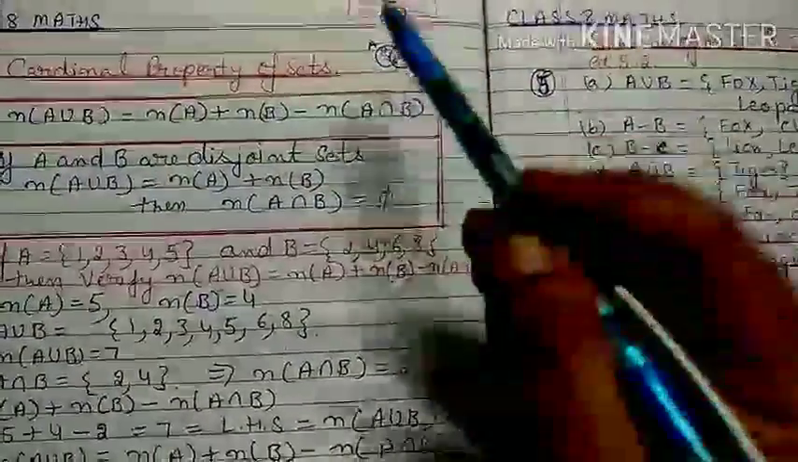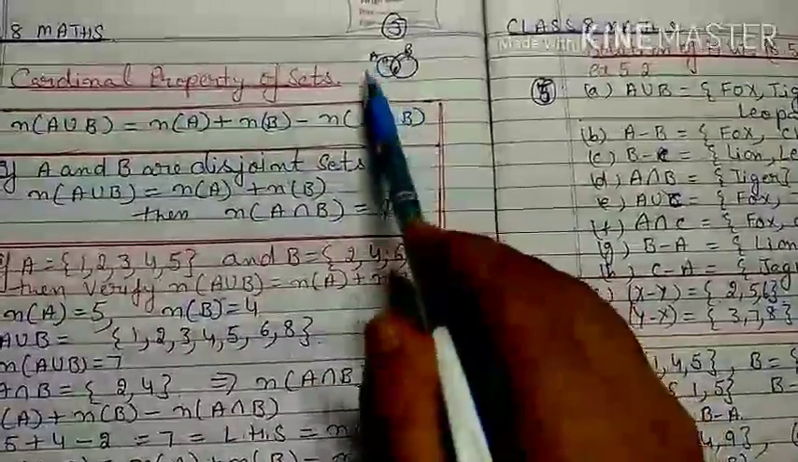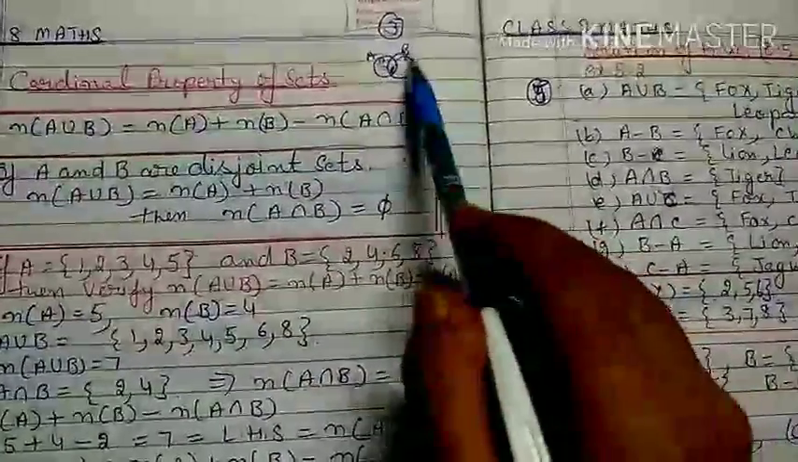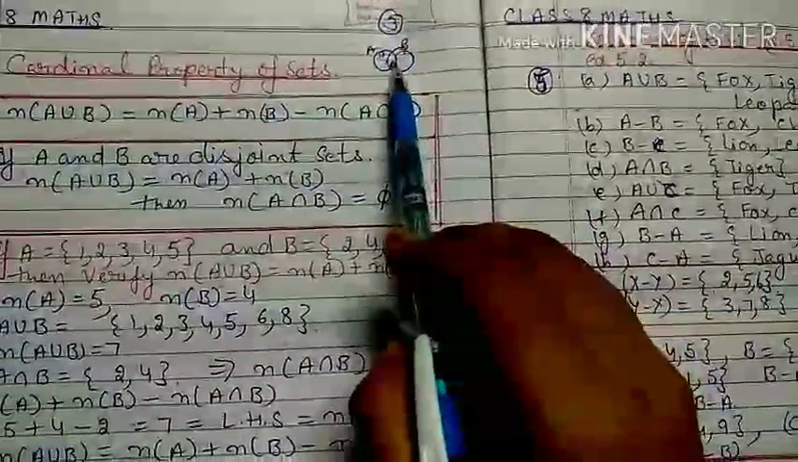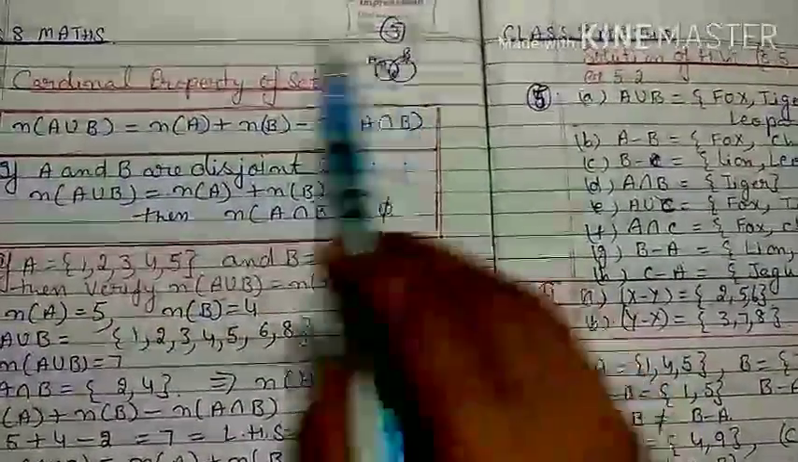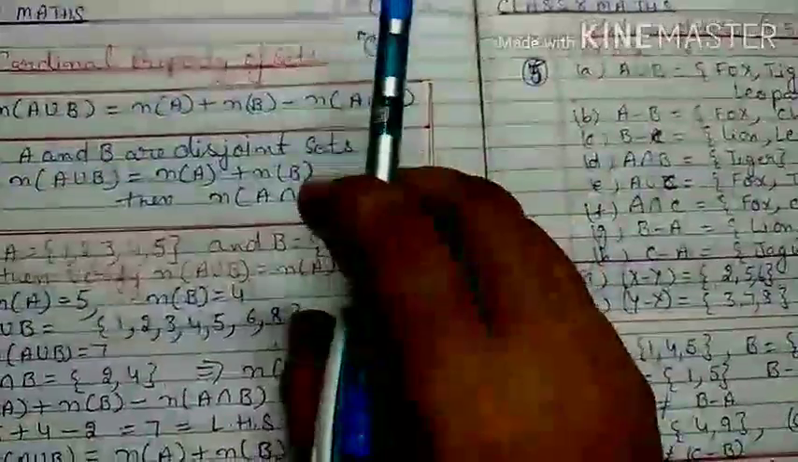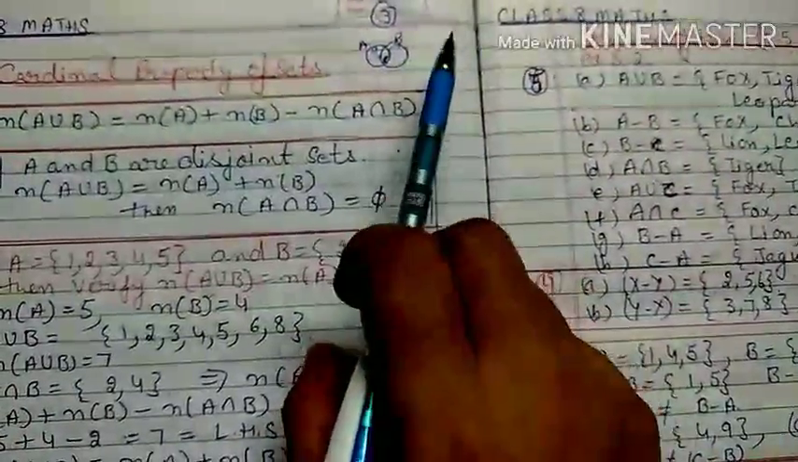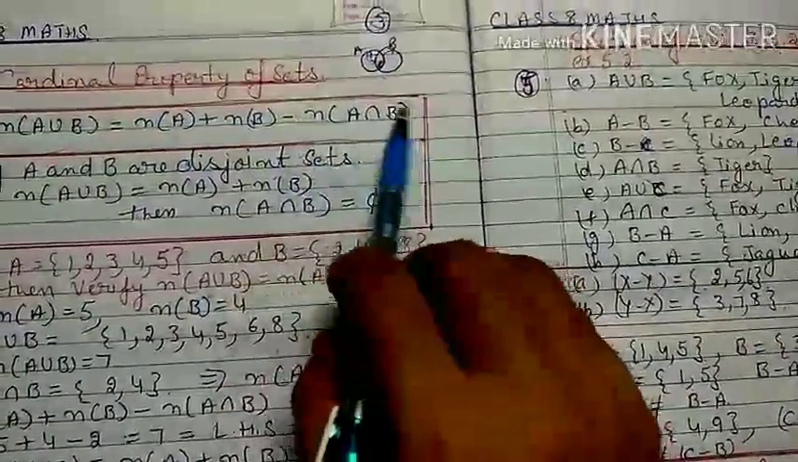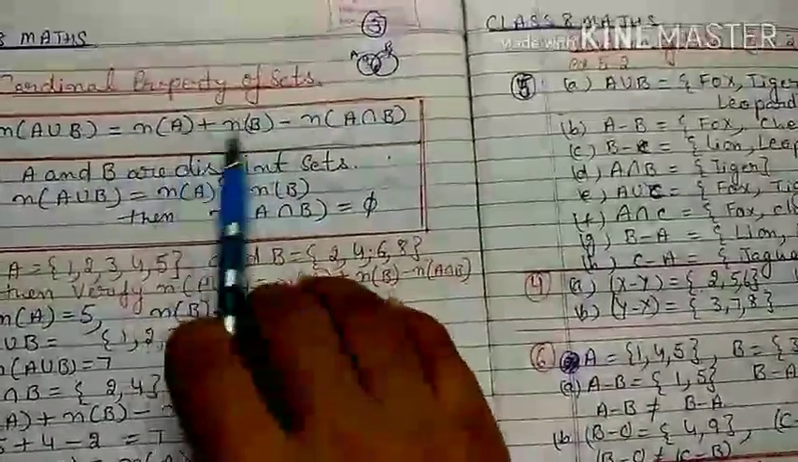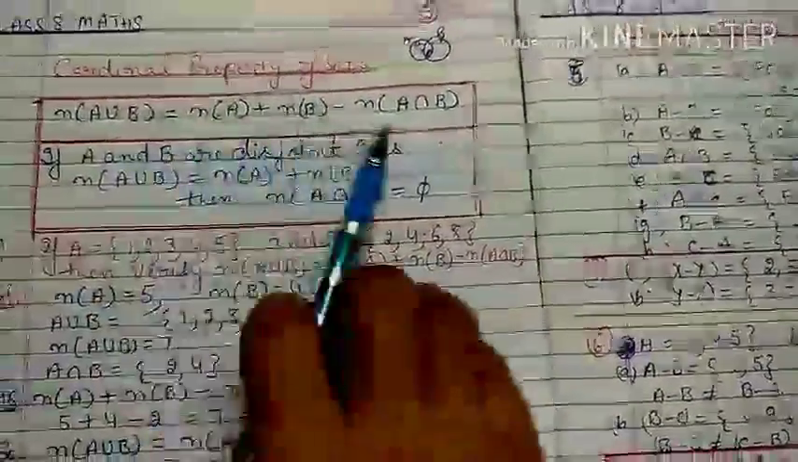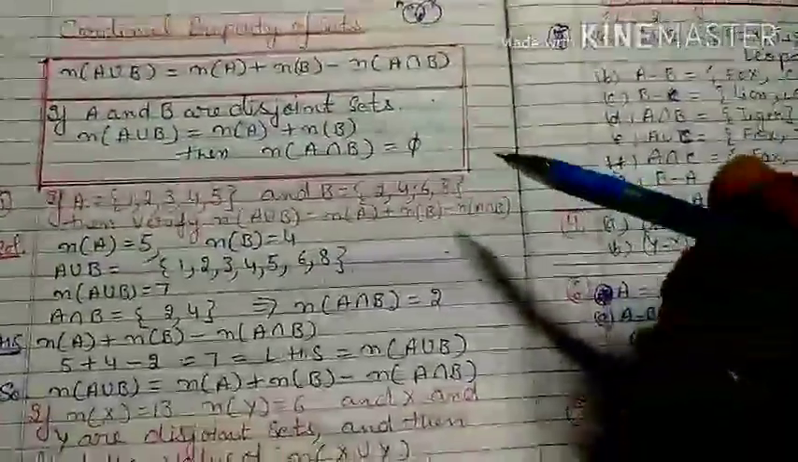But if I write all A set elements and all B set elements, then the common elements will be counted two times. According to A union B, a repeated element should be written once. So that's why we subtract the common elements from the combination of these two sets. So that is your formula also, and you have to verify it in your question.